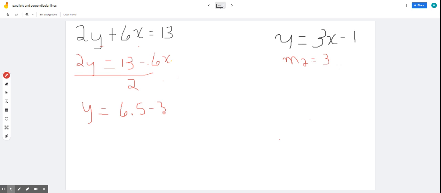minus 3x. So let's look. Our gradient over here, remember our gradient is the number with the x. So our gradient here is minus 3. So let's look. Is gradient 1 equal to gradient 2? If it is, then it's parallel. We can see that minus 3 is not equal to 3. So these lines are not parallel.